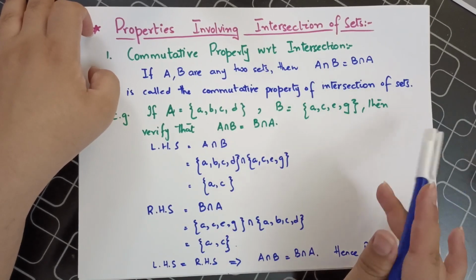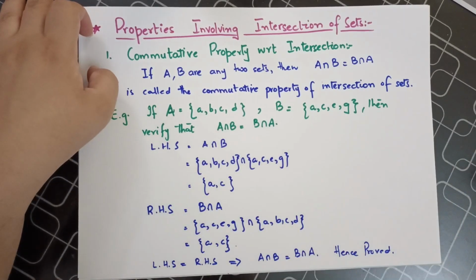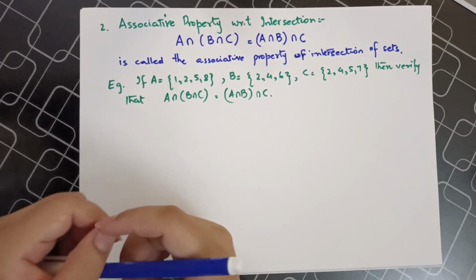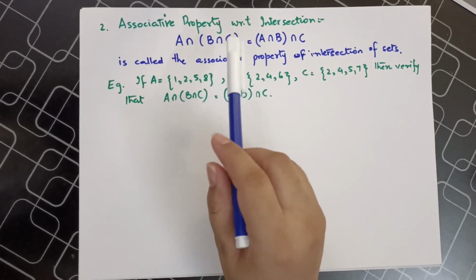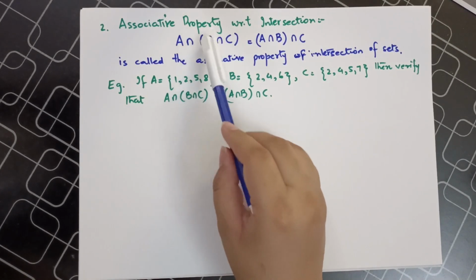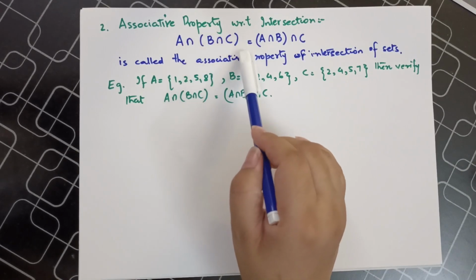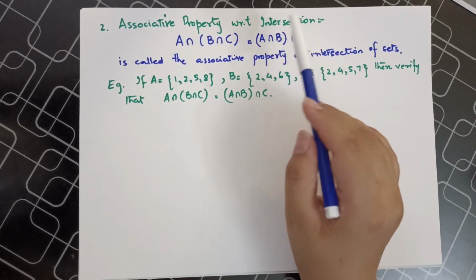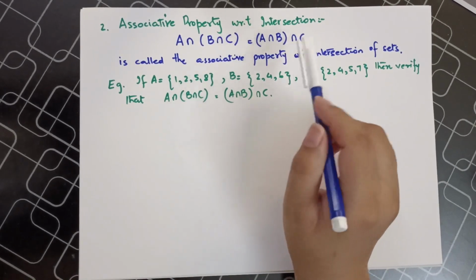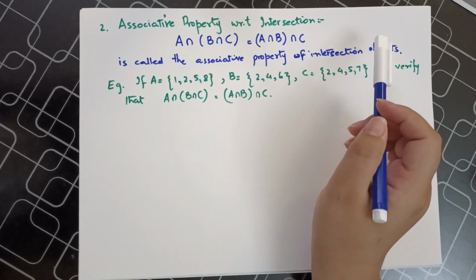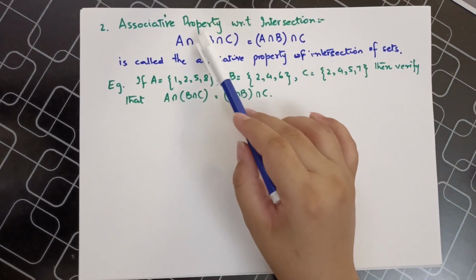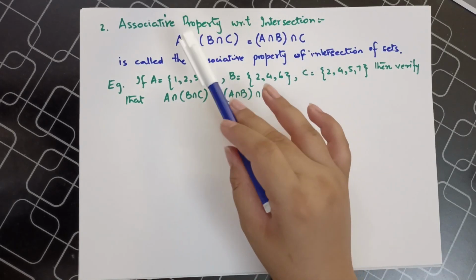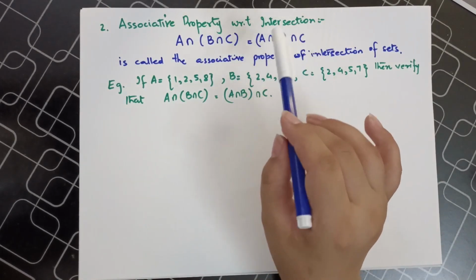Okay, now let's move towards the associative property. Now, let's have a look at the associative property with respect to intersection. If we have three sets A, B and C, then A intersection (B intersection C) is equal to (A intersection B) intersection C. Right? It is called the associative property of intersection of sets, which is basically, if you change the placement of the brackets, the answer won't change even in intersection.